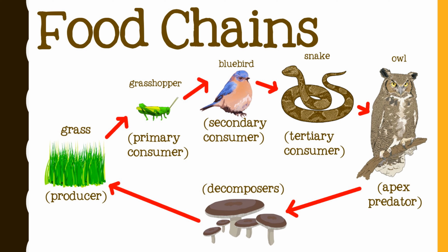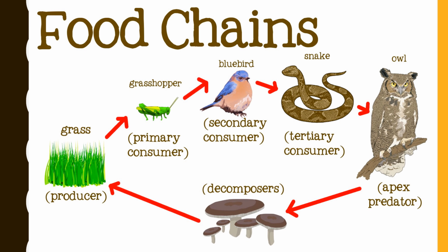When the owl dies, its body is decomposed by microorganisms such as fungi and bacteria into simpler nutrients, which are returned to the soil for reuse by plants. Thus a food chain of eating and being eaten is formed. Understood? So you understood what a food chain is? It is the process of eating and being eaten.